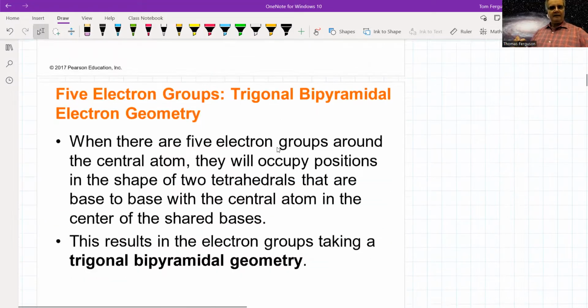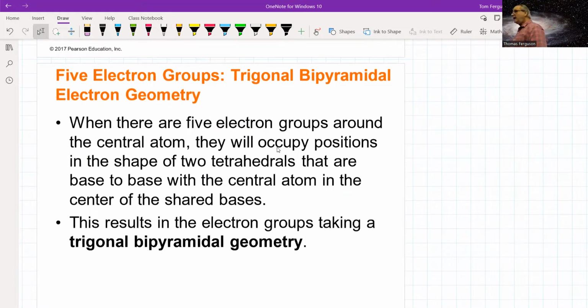Okay. When you have 5, that's when you have 2 trigonal pyramids stuck together, which is trigonal bipyramidal. Okay, electronic geometry. Now there's a whole bunch of options when we start getting into 4, 5, and 6 versions of this for the molecular geometry. So the simplest geometry is always electronic geometry.